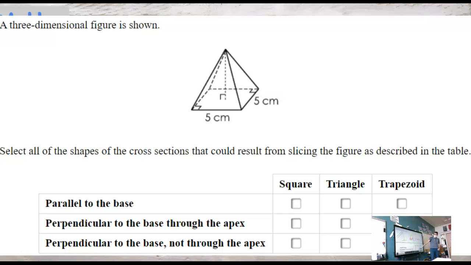And then perpendicular to the base. Wait, this one's weird. Perpendicular to the base, not through the apex. No, not C. Get out of here. So that means bump it off, right? And come over here, or come over here. What awkward shape did we say that makes when we make that slice and we miss the top, Natalie? It is a quadrilateral. It is the trapezoid. So down here is trapezoid.